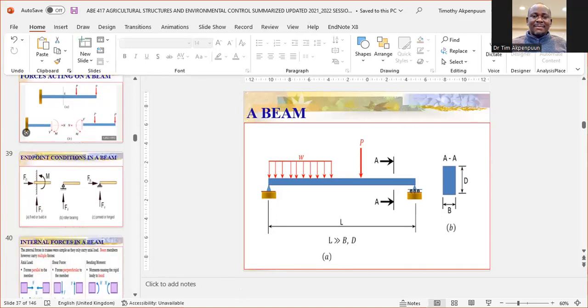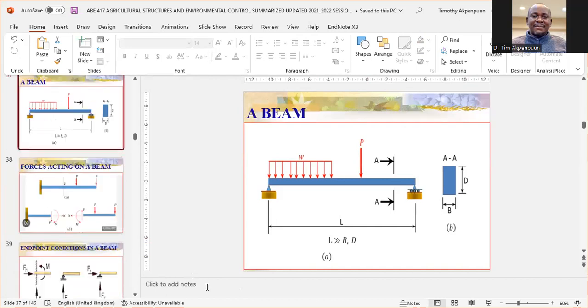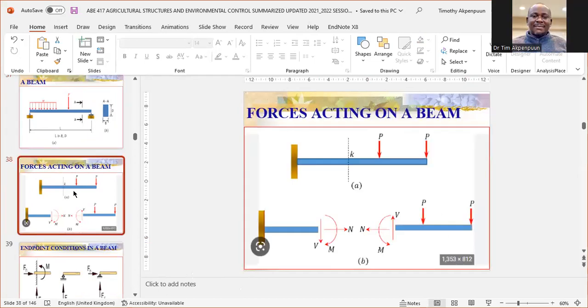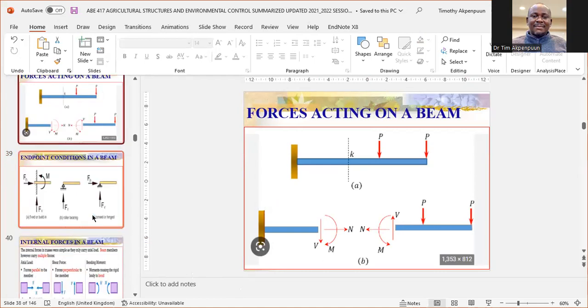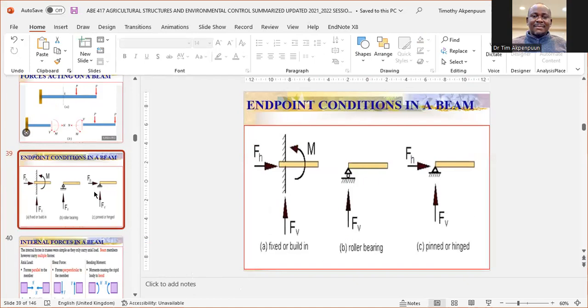Oh, this thing will go off very soon. So once it goes off, you guys just click to join again. Understood, sir. Okay, look at this. This is just showing you forces acting on a beam. Any questions so far? None, I guess.